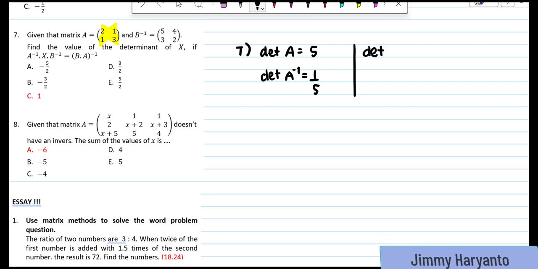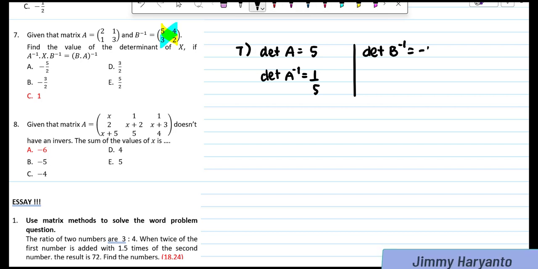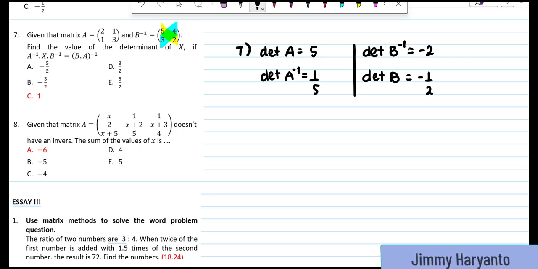Next, from the second matrix, you will have to find the determinant of B inverse. This one is 10, and that one is 12. 10 minus 12 equals to negative 2. That means the determinant of B will be the inverse of negative 2, which is negative 1 over 2. There you go. And then let's continue to the question.